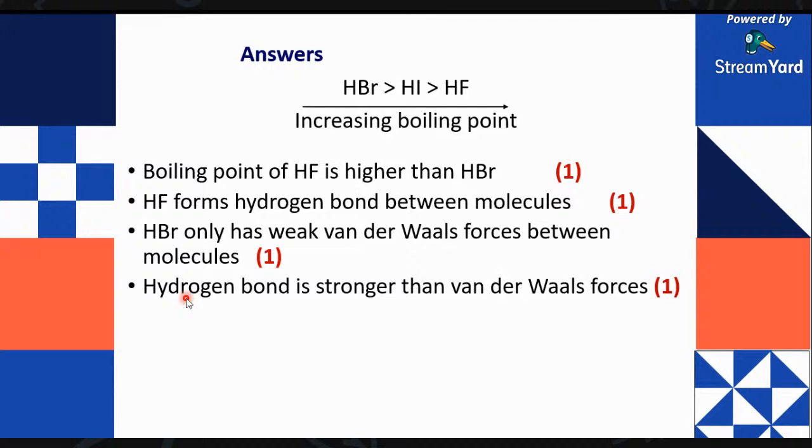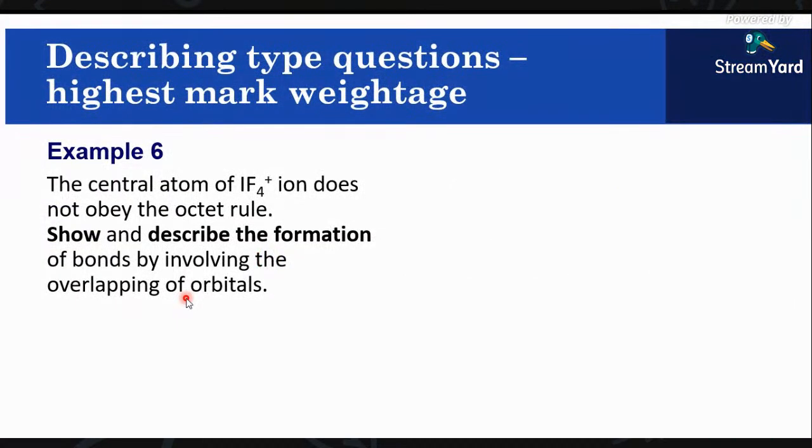Okay. So let's go on to the next type of question, which would be the describing type of question under chapter 4, which carries the highest mark weightage. If you look through past year papers, these questions do carry the highest mark weightage. And this is an example whereby you are required to show as well as describe the formation of bonds involving the overlapping of orbitals for the molecule IF4 plus.